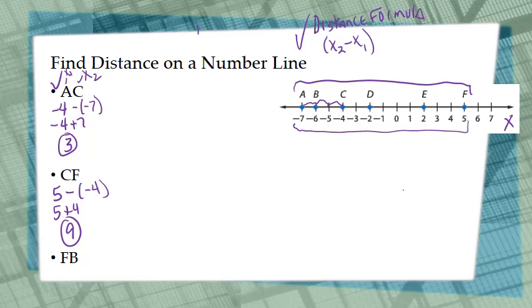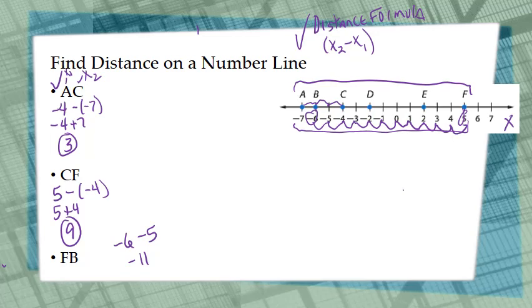Now, how about F and B? Well, I'm going to apply the same principle. B is at -6, minus F lies at 5. There's -6. There's 5. Minus 5. Well, I got -6 minus 5. Well, that's going to give me -11. Don't believe it? Let's count it. 1, 2, 3, 4, 5, 6, 7, 8, 9, 10, 11.